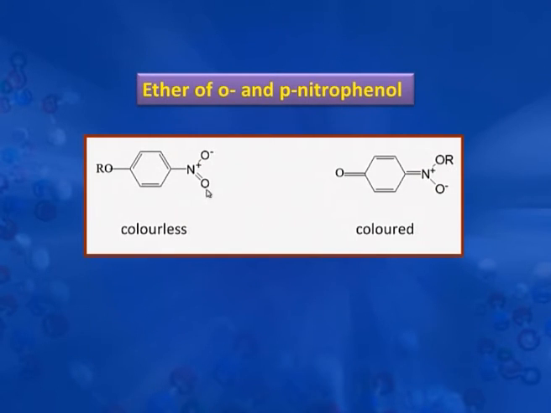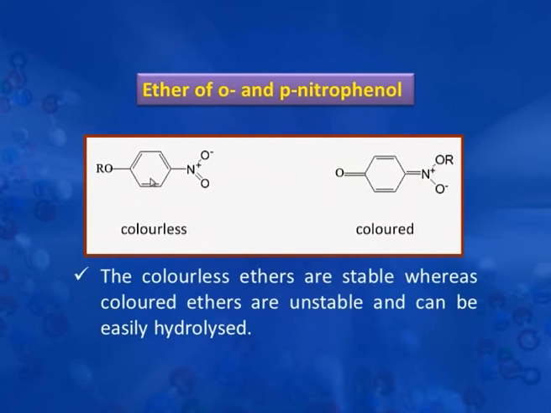Orthonitrophenol and para-nitrophenol actually form two series of ethers, one which are colorless and the other which are colored. You can see here that this colorless ether has a benzenoid structure, whereas this colored ether has a quinoid structure. Now, if we look at the stability of the two structures, we can very easily say that the colorless benzenoid structure is much more stable than the colored quinoid structure of the ether.